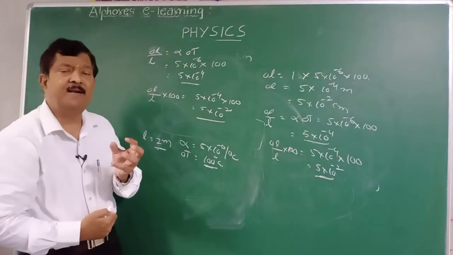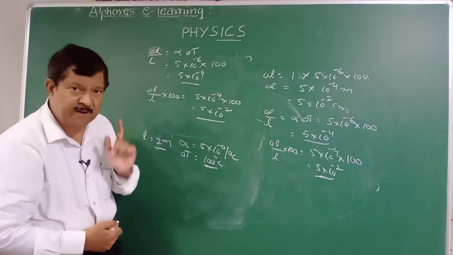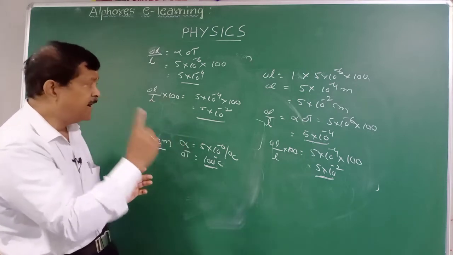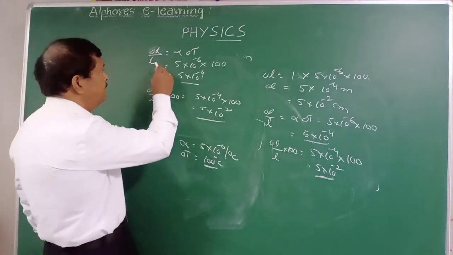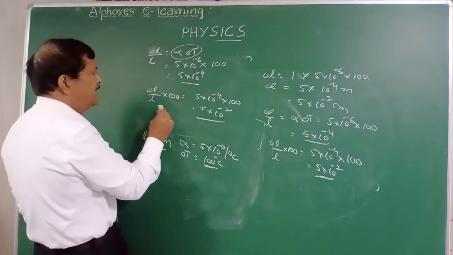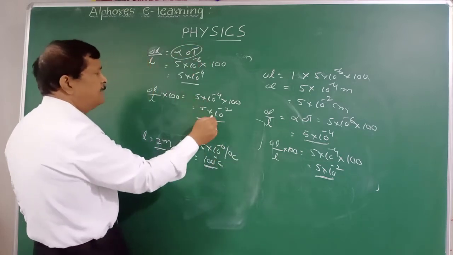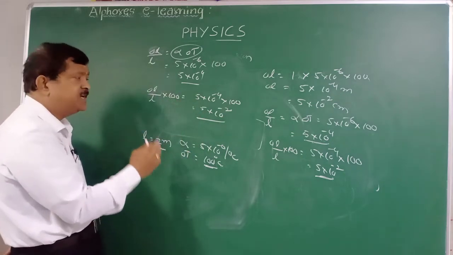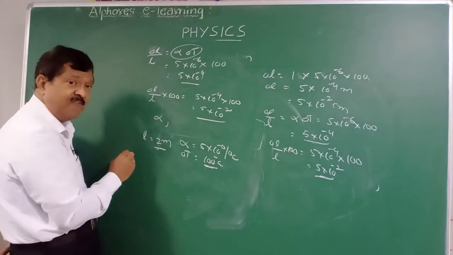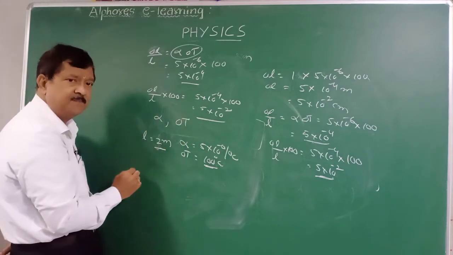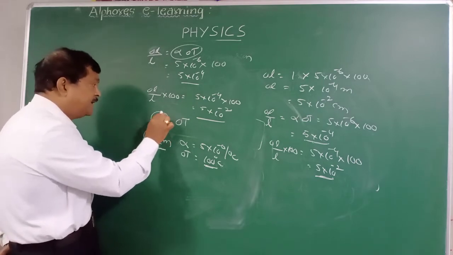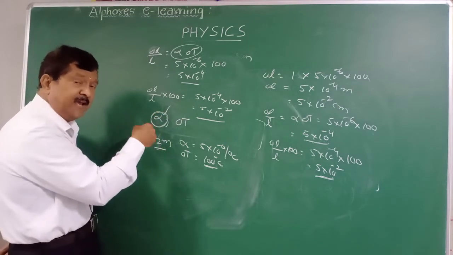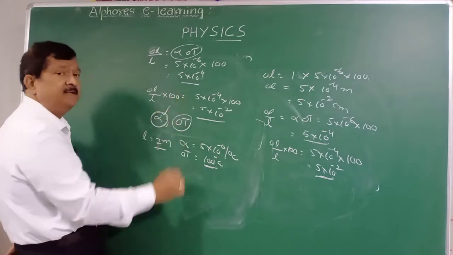So remember that the fractional change and percentage change do not depend upon the original length of the body. Fractional change is alpha delta T and percentage change is alpha delta T multiplied by 100. That means they depend on what factors? The percentage change and fractional change depend on the value of alpha and on the change in temperature. That means what decides them is the nature of the material and the change in temperature.